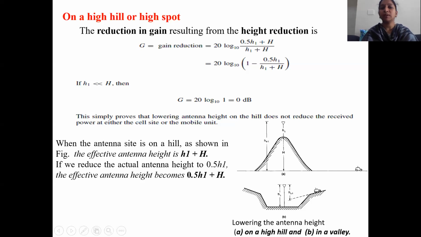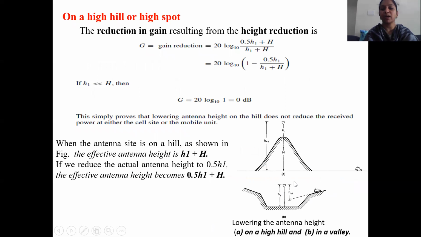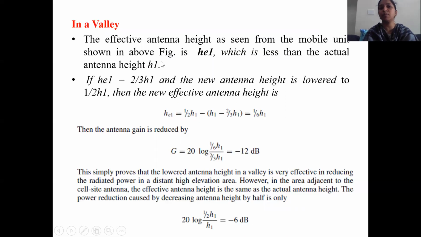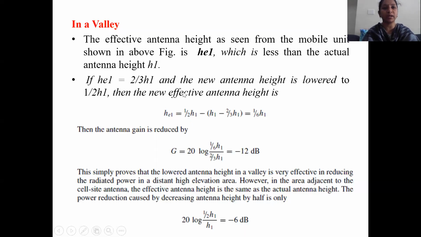In a similar way, we will see what happens when lowering the antenna height in a valley. In this second figure, you can see this is a valley. The height of the antenna is h1 and the effective antenna height where the mobile is, is he1. We will see the formula to find the gain in a valley. The effective antenna height as seen from the mobile unit is he1, which is less than the actual antenna height h1.